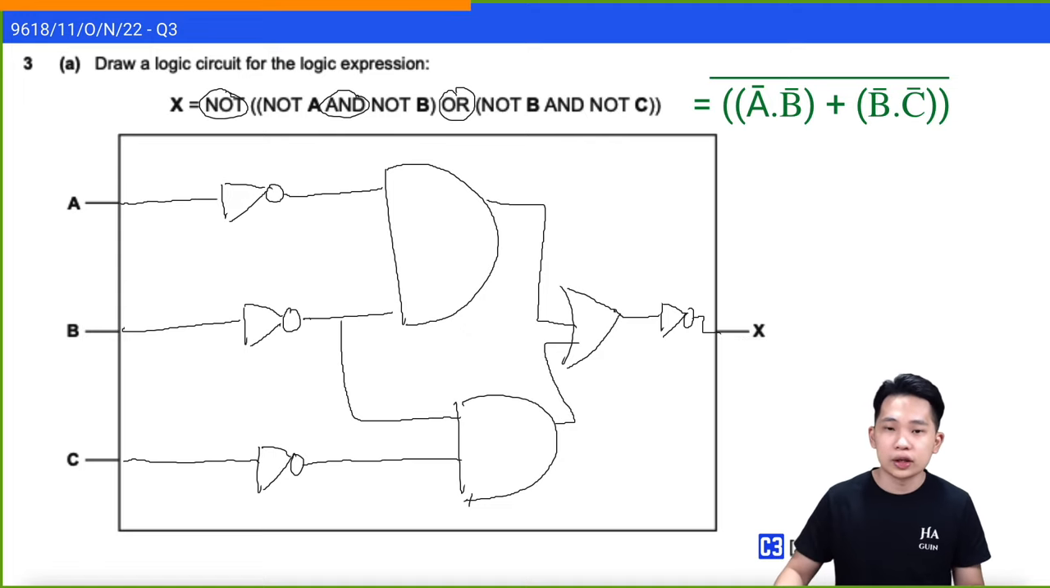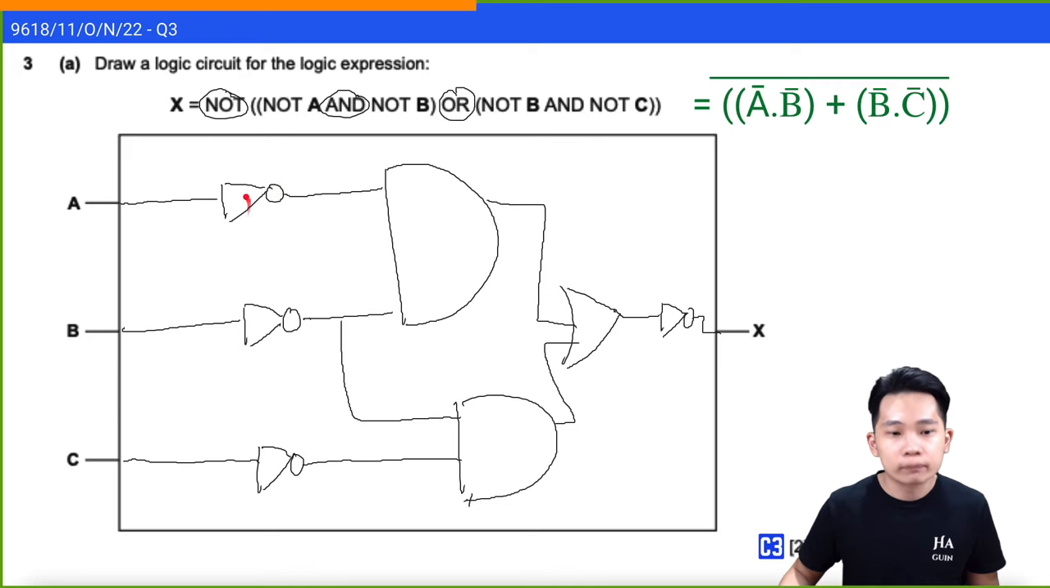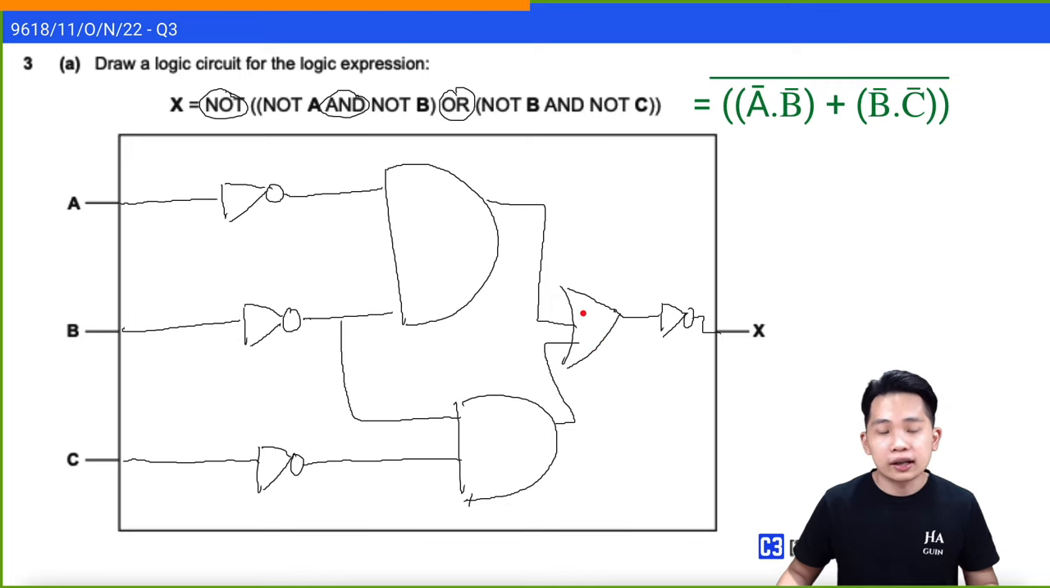So let's just go through together again. So first of all, I have this NOT A and NOT B. And then they'll go through an AND gate here. So this is the AND gate here. And then NOT B and NOT C. So NOT B, one input from here. And then NOT C. So the C will go through a NOT gate here, and then go through an AND gate as well. So we have done this NOT B and NOT C as well. And then both of these inputs will go to this OR gate here. So this is the OR gate here. And then finally, we have to NOT the whole input. So it means that this is the NOT gate here. And then finally, we'll just tie it up to X here.